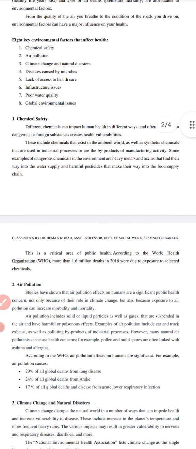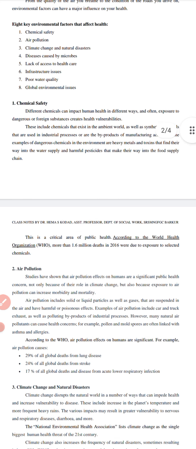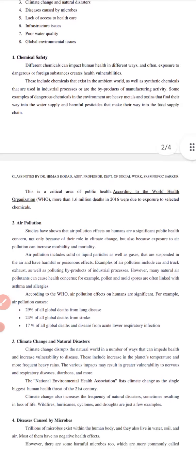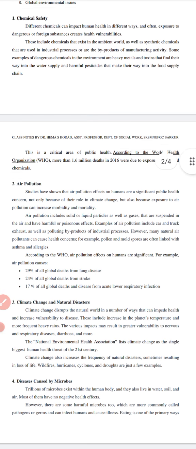This is a very important, very critical area of public health. As per the statistics by WHO, more than 1.6 million deaths, and this statistic pertains to the year 2016, were due to exposure to selected chemicals. So, this is quite an important environmental factor which affects our health. The next important environmental factor is air pollution.